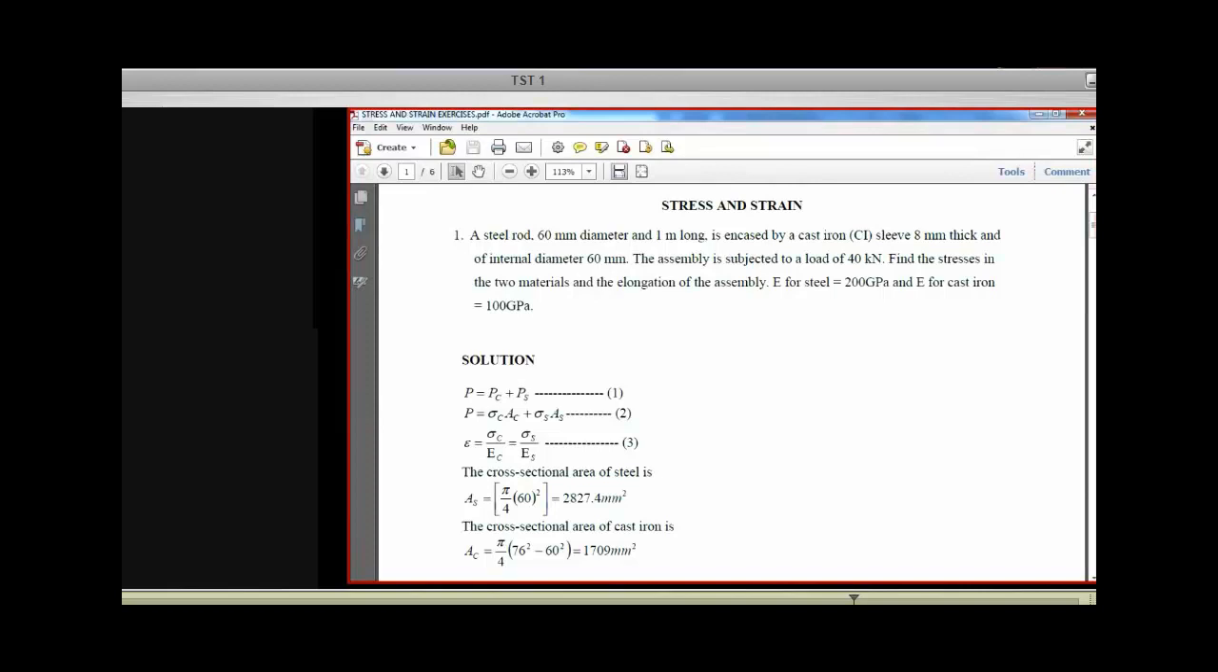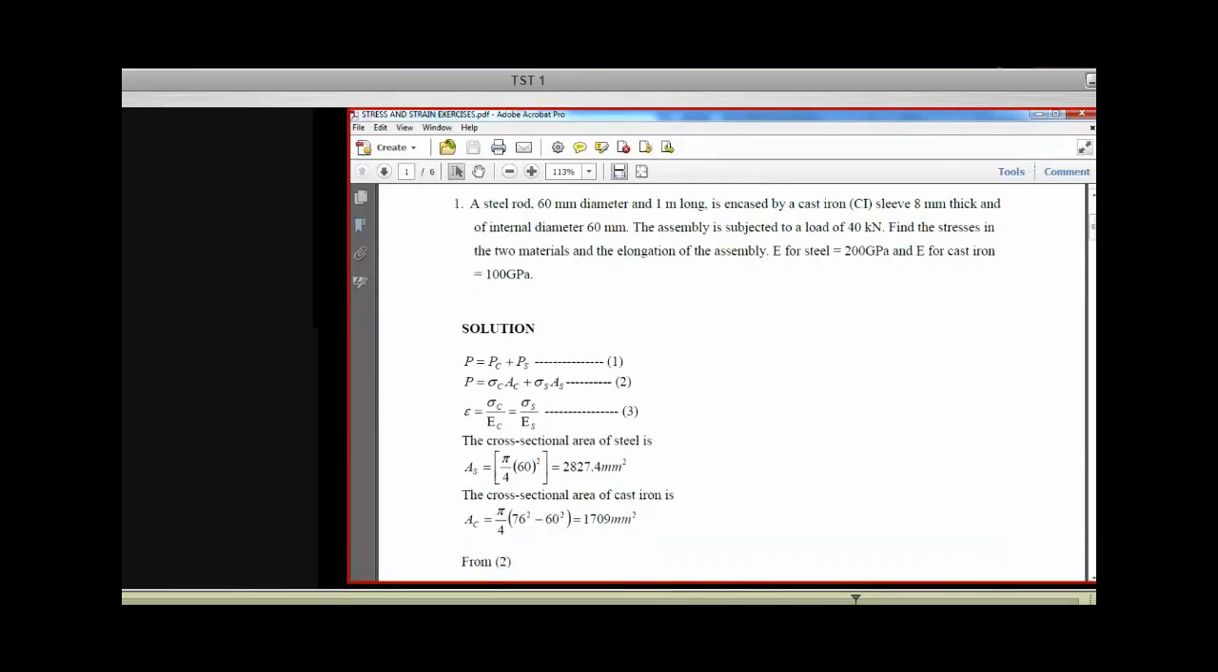So the first thing the question is asking is that we want to get the stresses in each of these materials and also to know the elongation of the assembly. Okay, so how do we go about it?